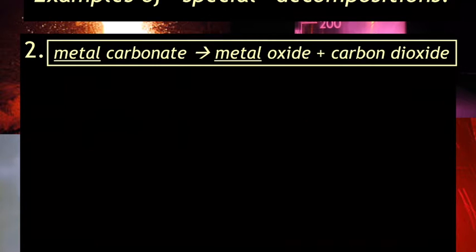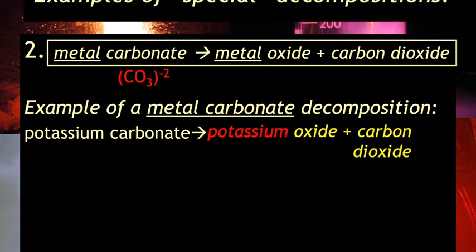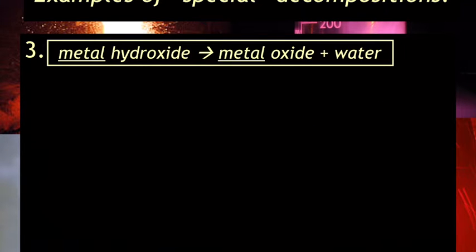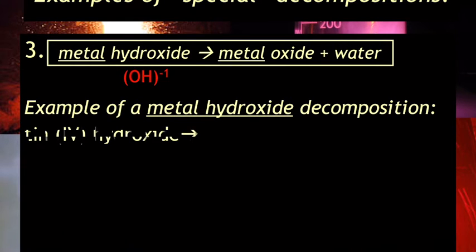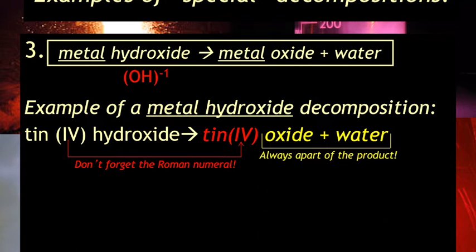Another type of special decomposition is a metal carbonate, which yields a metal oxide plus carbon dioxide. For example, potassium carbonate breaks down into potassium oxide and carbon dioxide. Just like last time, this yellow part, the oxide plus carbon dioxide, is always going to be a part of the product. The third kind of special decomposition is a metal hydroxide breaking down into a metal oxide plus water. So for example, tin 4 hydroxide yields tin 4 oxide plus water. Okay, we have to remember to carry over the Roman numeral because tin is still part of a compound, and just like before, this oxide plus water will always be a part of the product.